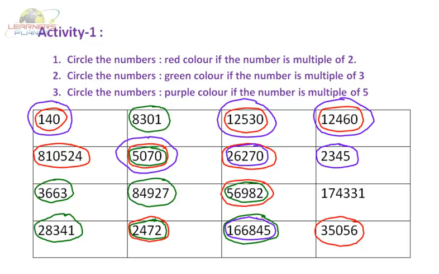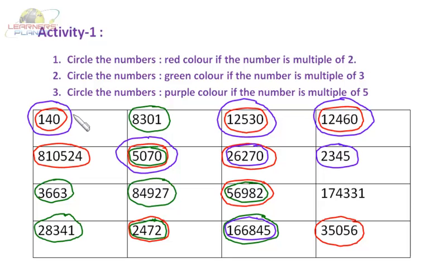Kids, we did 16 problems on divisibility rules of 2, 3 and 5. Okay, so I hope you are clear with the divisibility test of all these numbers. Here, the numbers which are circled in red color are multiples of 2. The numbers which are circled in green color are multiples of 3, and the numbers which are circled in purple color are multiples of 5.